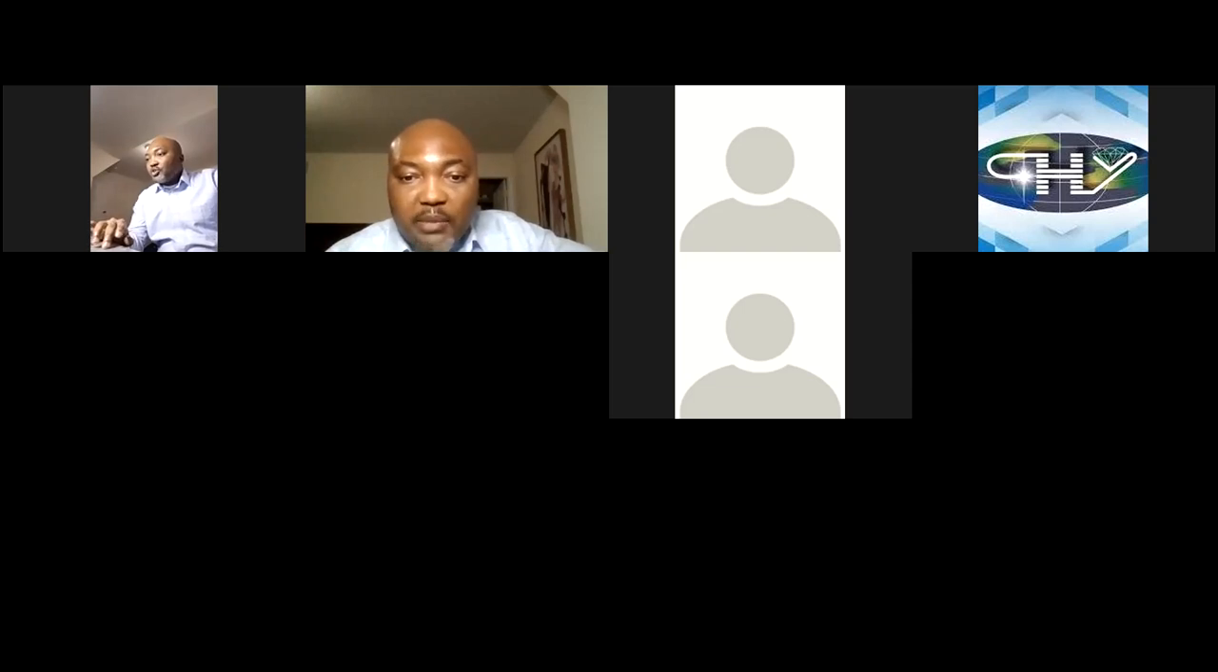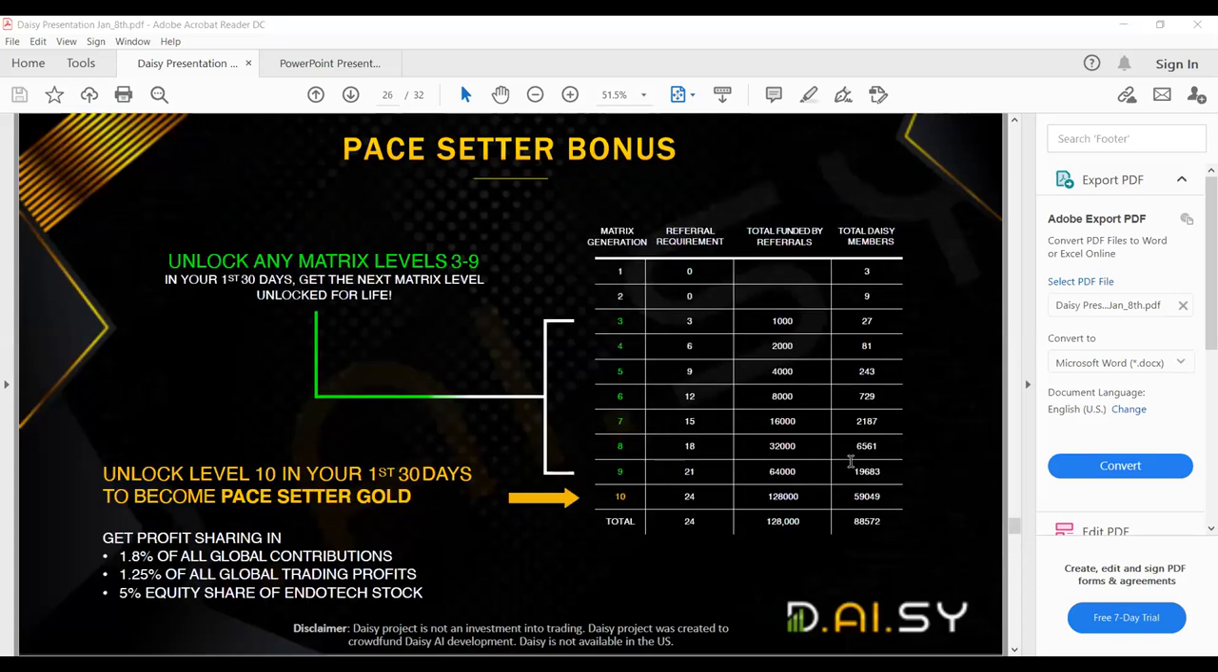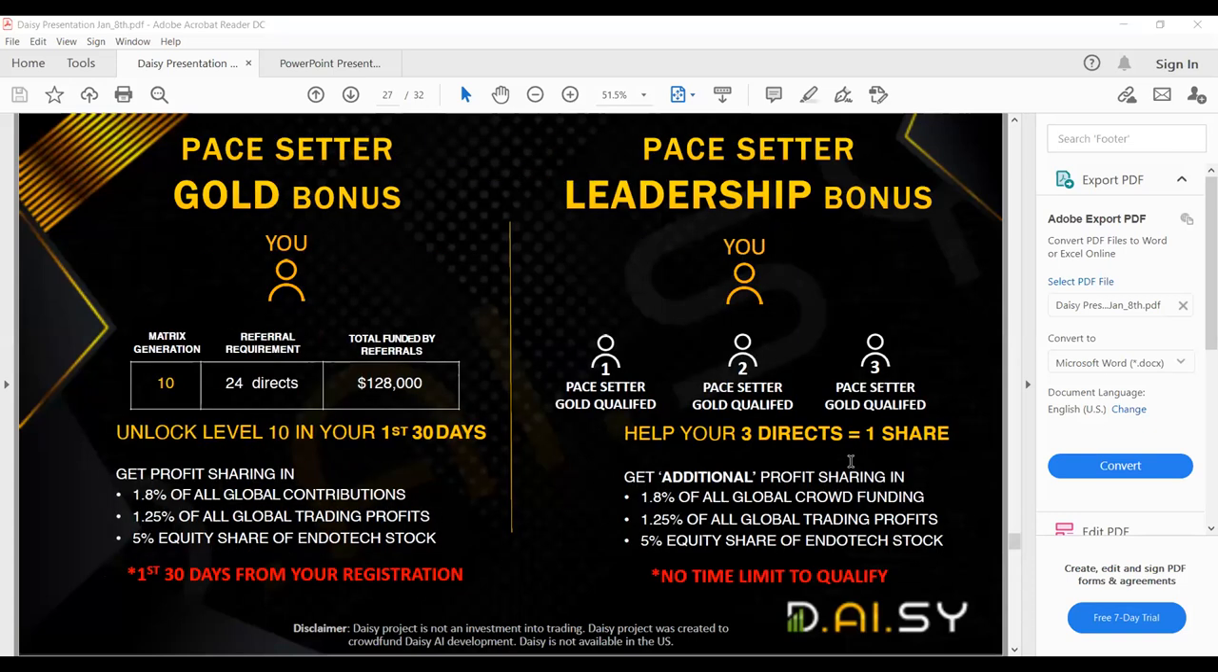I'll share my screen again before I go back to the questions, so I can show you the two slides that we did not see in the other one. We looked at this one, and we looked at this one. This is the slide that we didn't see, and it is replacing the infinity bonus. That is the pace setter gold bonus.